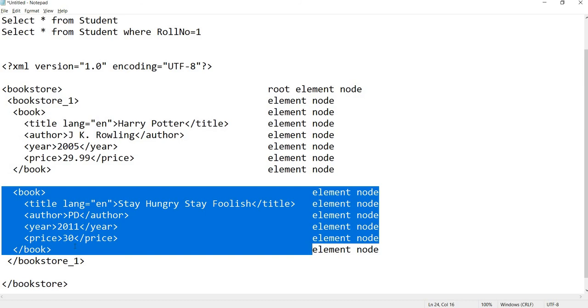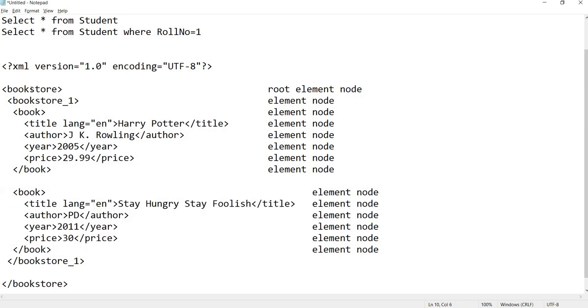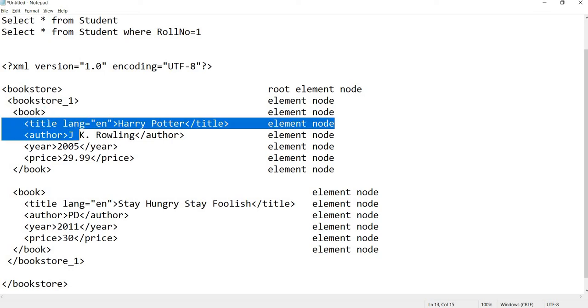Now let's talk about the specific relationships here. Bookstore is indeed a parent for these all, there is no doubt about that. But this bookstore is a grandparent for these elements like book as well as title. Grandparent it is, isn't it?